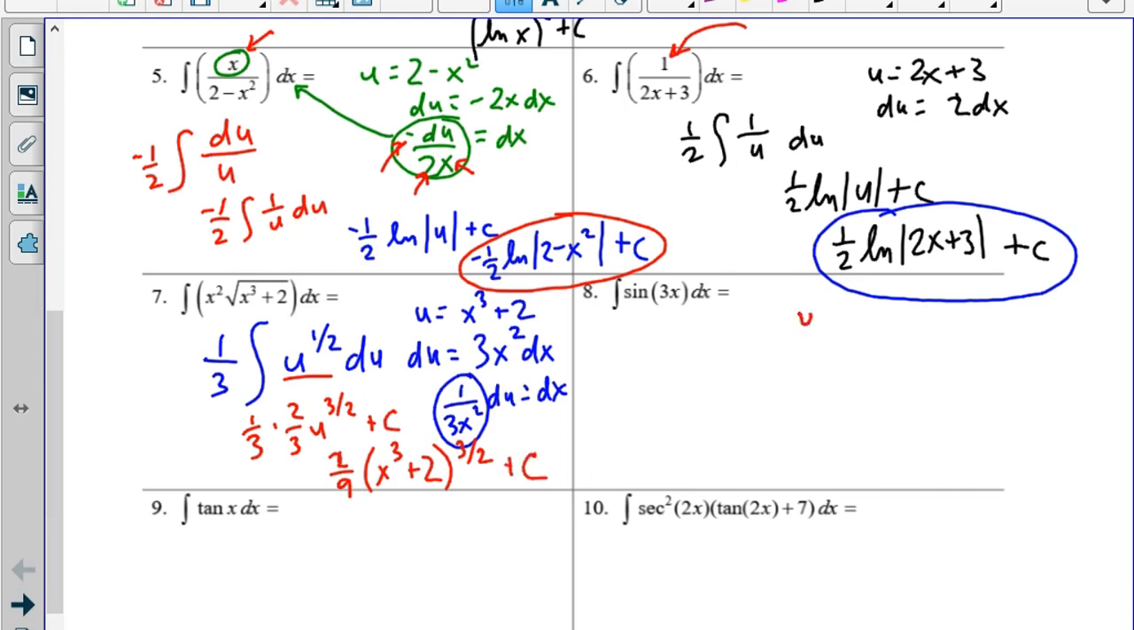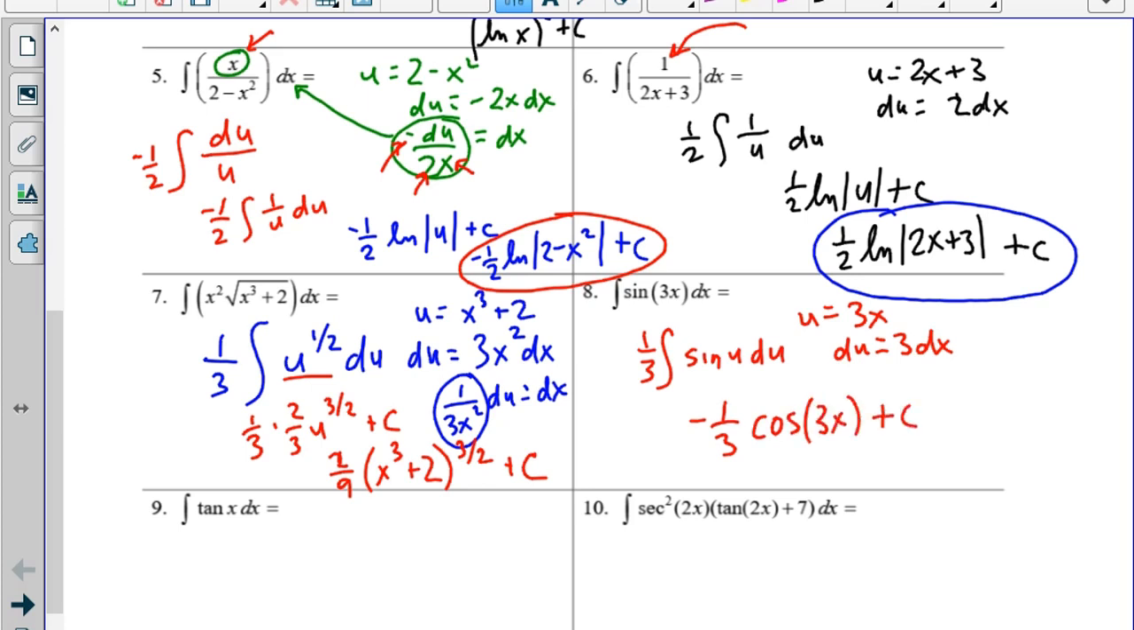Number 8, I'm going to do this one relatively quickly. U equals 3x, du equals 3 dx. So that means when I sub in, dx equals du over 3. So I'm going to have the integral of sine of u du, and then I have a 1/3 constant on the outside. The integral of sine is negative cosine, so I get negative 1/3 cosine of 3x plus c.